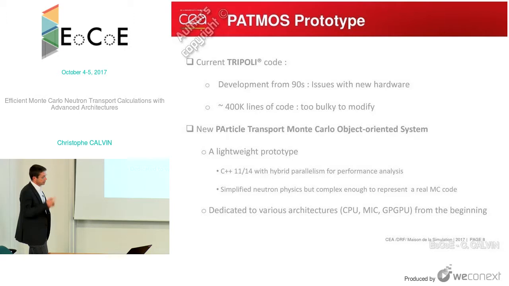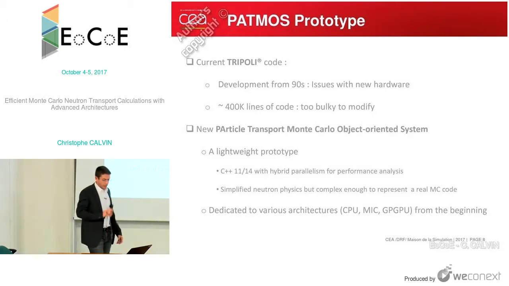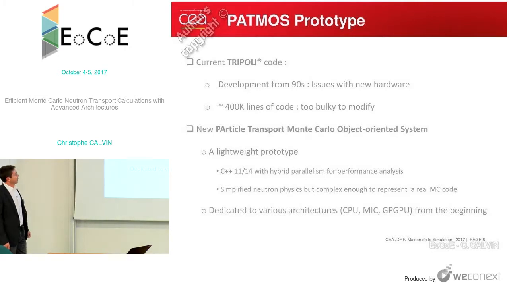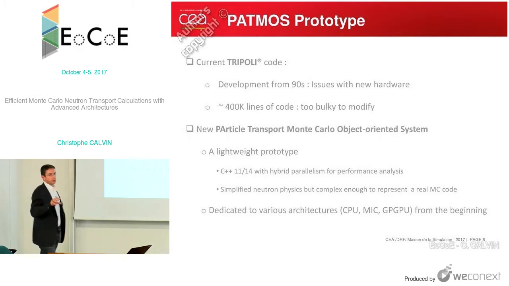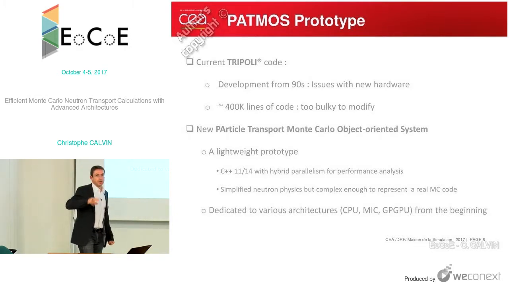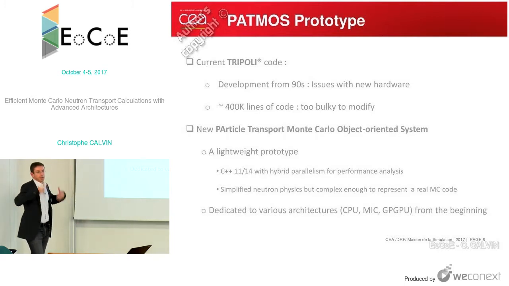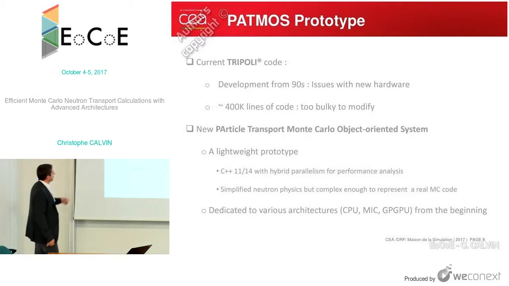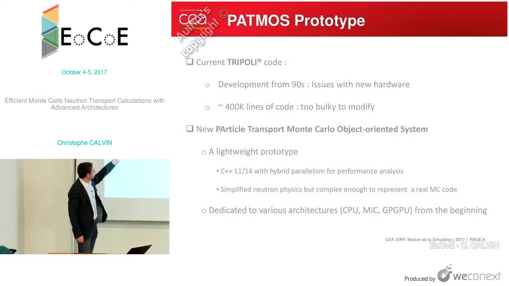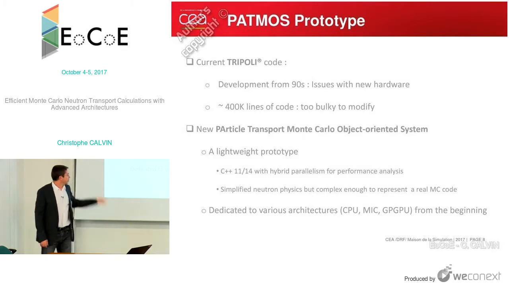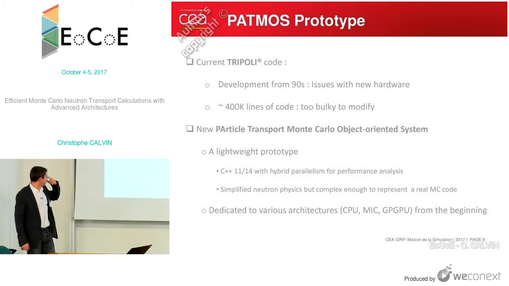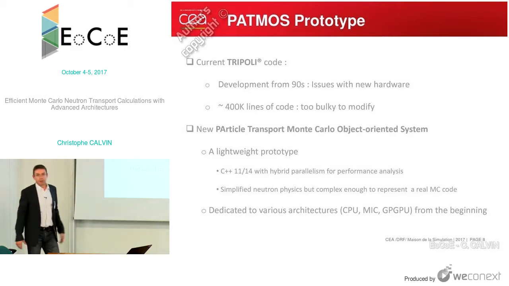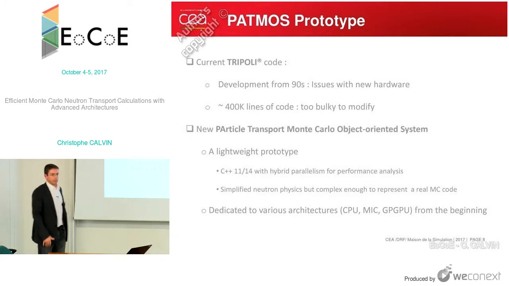So the idea is to develop a new code called PATMOS, for Particle Transport Monte Carlo Object-Oriented System. The idea is to focus first on the software architecture and adapt it to new computing architectures, and after that add all the physics we need in order to make realistic simulations. This is first a lightweight prototype developed in C++, with simplified neutron physics, but complex enough to represent a real Monte Carlo code. And when we have the software architecture we want, we will add all the physics we want.